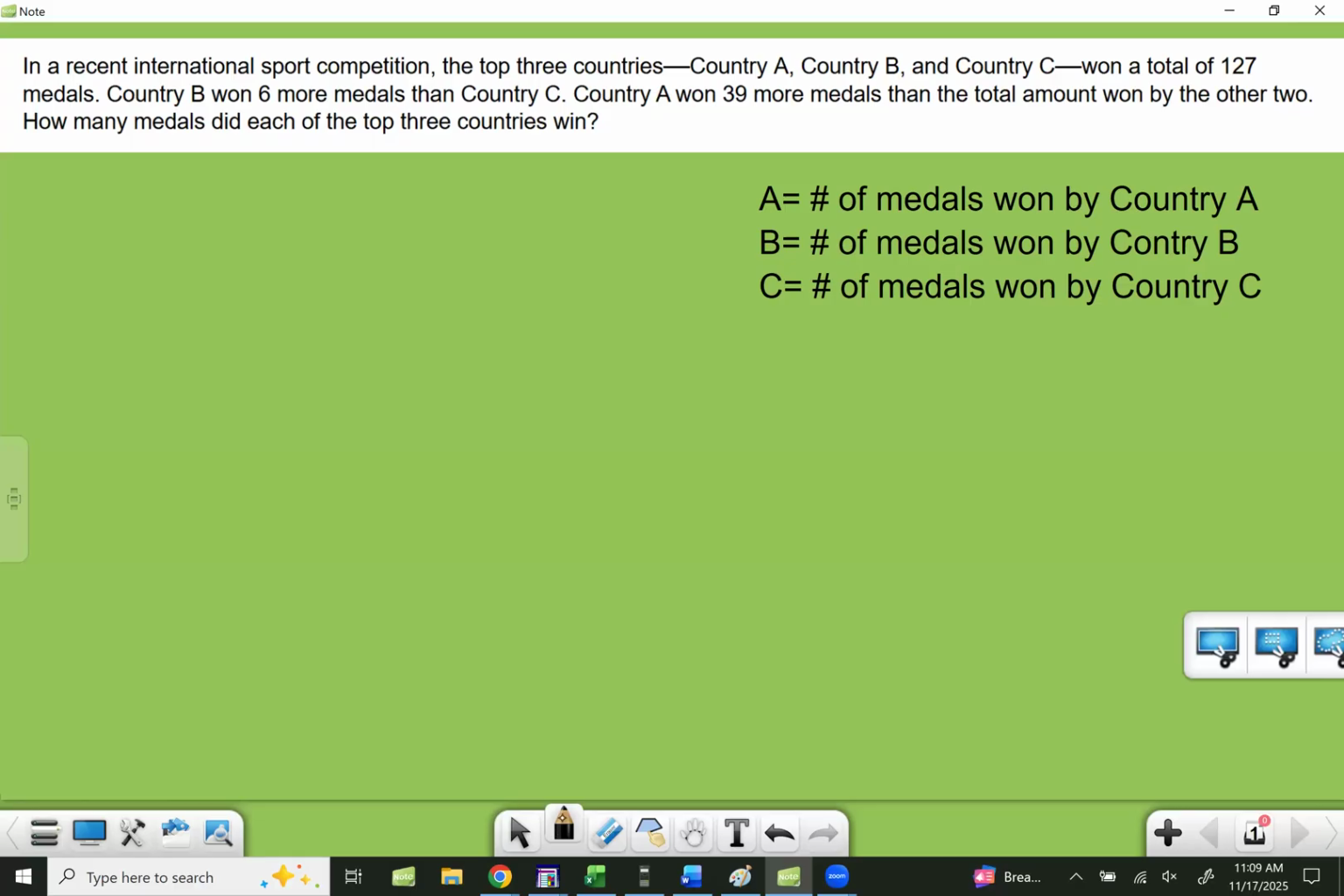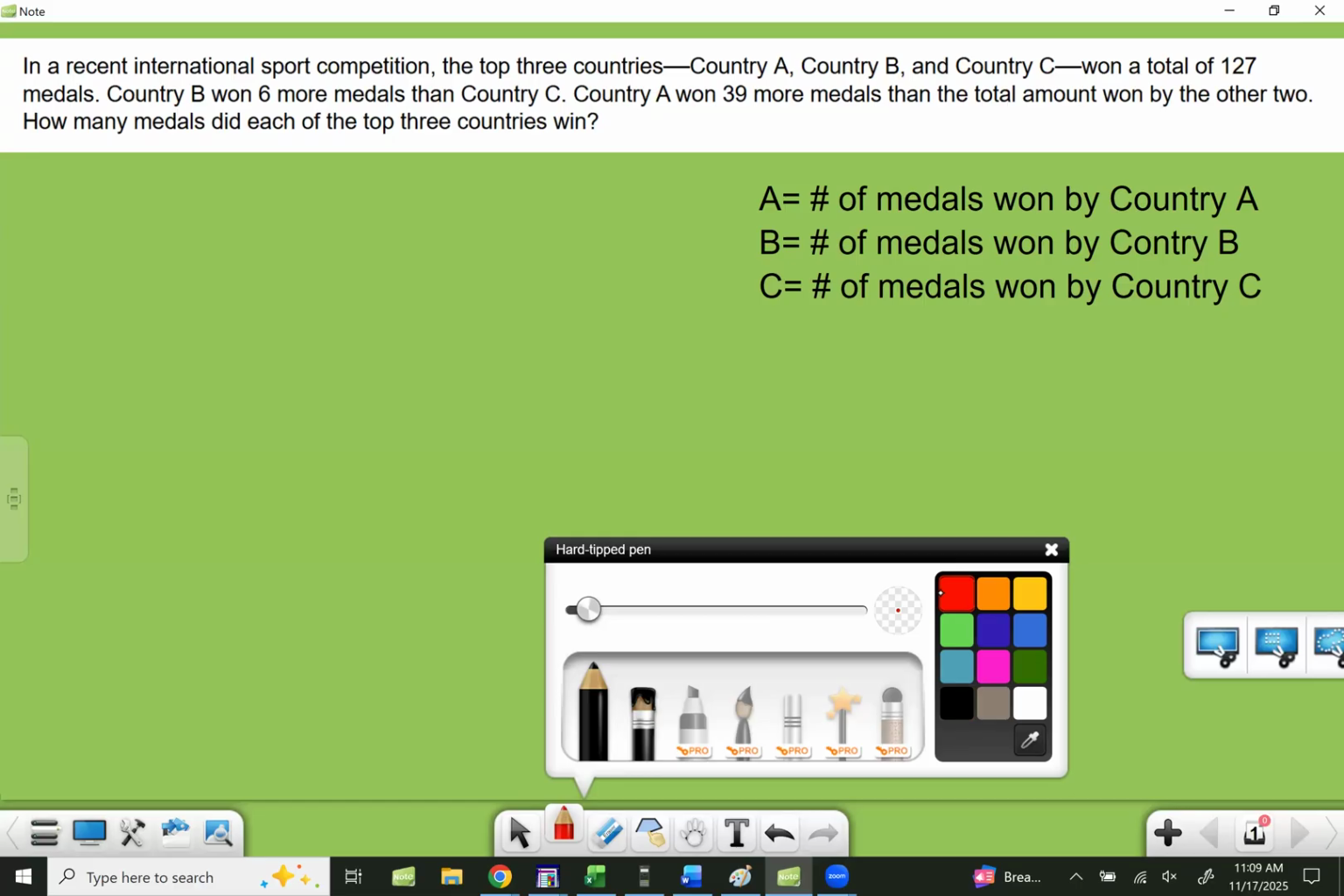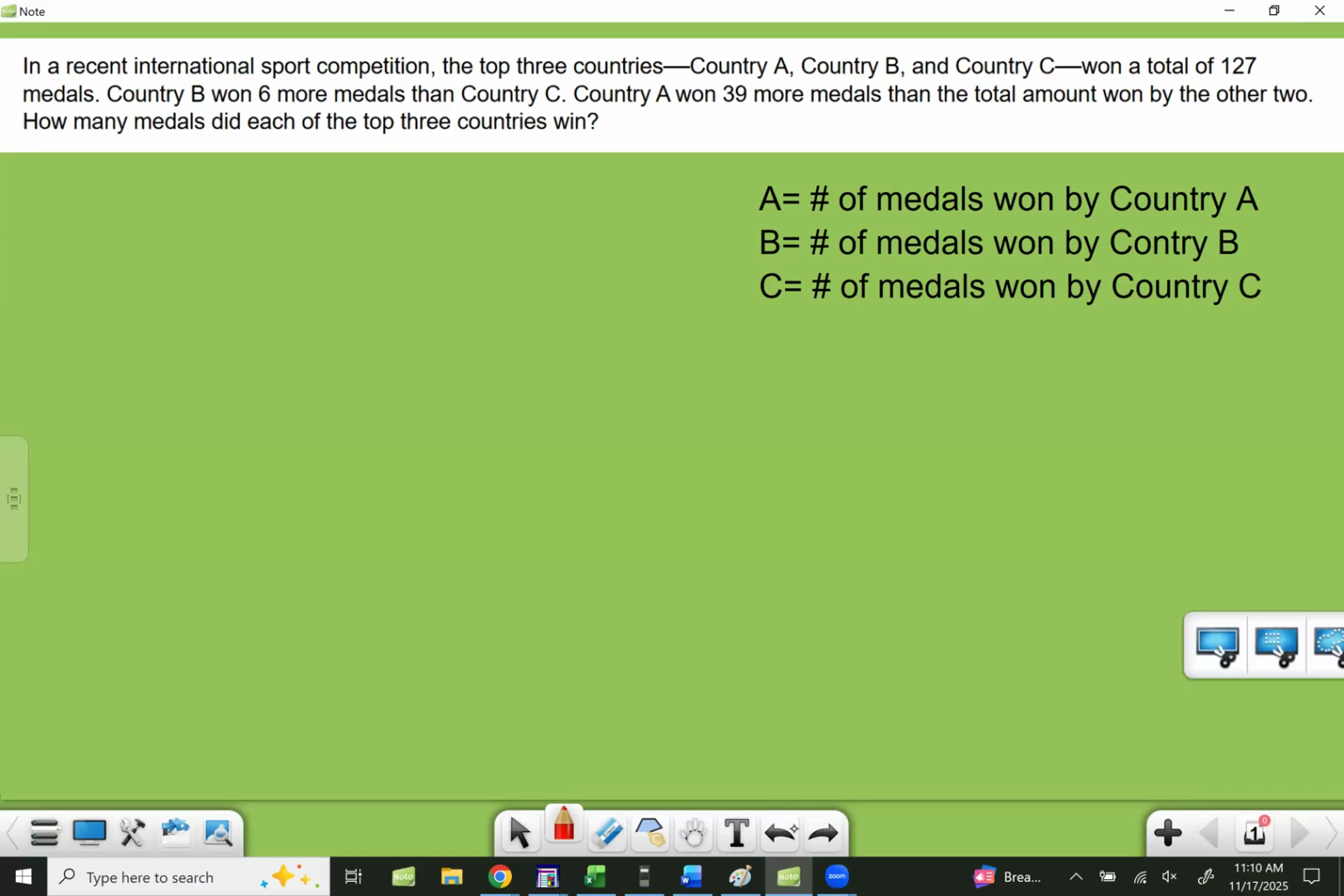All right, now usually the way these work is that, not always, but one sentence is usually going to be one of your equations. So I probably won't even underline that. Country A, country B, country C won a total of 127 medals. So that means that the number of medals won by country A plus the number of medals won by country B plus the number of medals won by country C has to add up to 127.